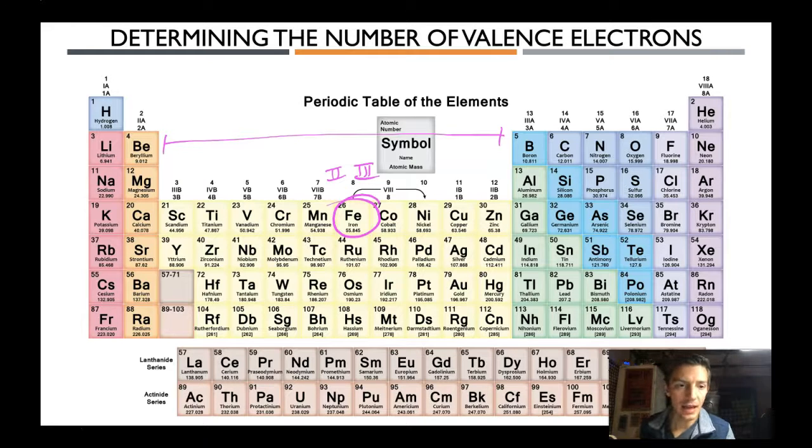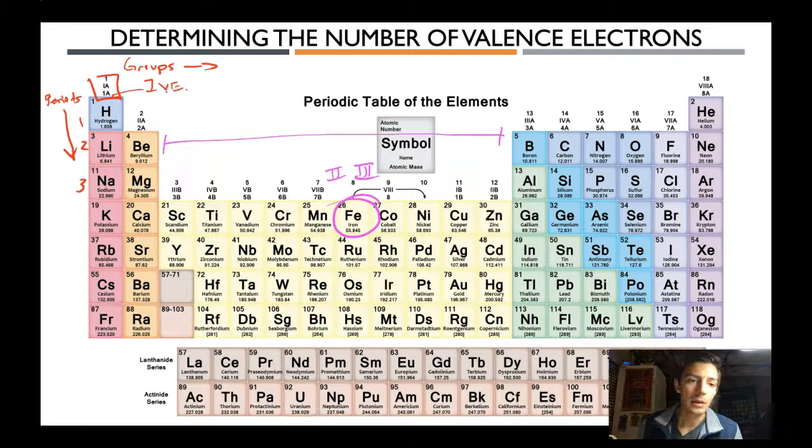And we do this by looking at the group number, as said previously. The group number is written right up there at the top. Groups are at the top and periods are at the side, right? Periods go down this way: 1, 2, 3 periods. But the groups go from left to right, and they're columns, right? The first group, we said all of those have 1 valence electron, right? VE for valence electron here. Group 2 has 2 valence electrons.